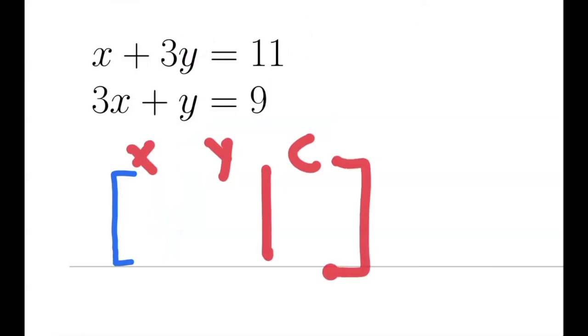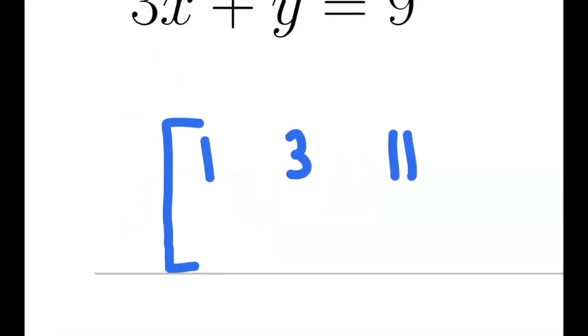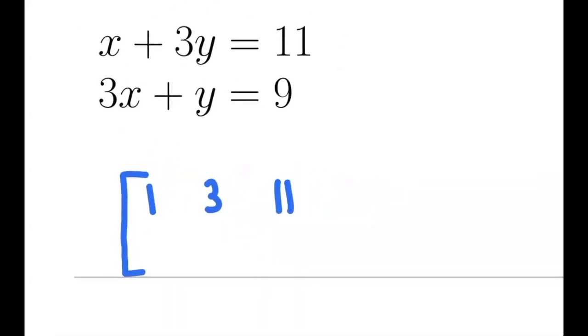The coefficients of the first equation are 1, 3, and then we have a constant 11. So we can write that in the first row: 1, 3, and 11 here. And then the second row is going to be for the second equation, and that will be 3, 1, and 9.